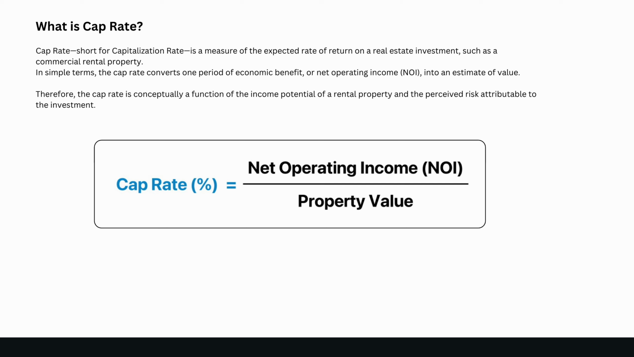Cap rate, or capitalization rate, is a measure of the expected rate of return on a real estate investment such as commercial rental property. In simple terms, the cap rate converts one period of economic benefits, or net operating income, into an estimate of value. Therefore, the cap rate is conceptually a function of the income potential of a rental property and the perceived risk attributable to the investment.